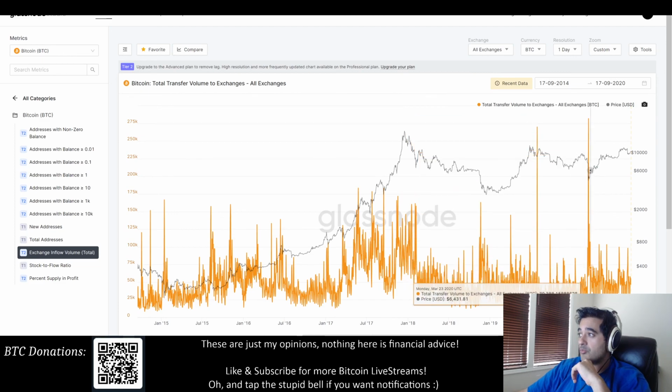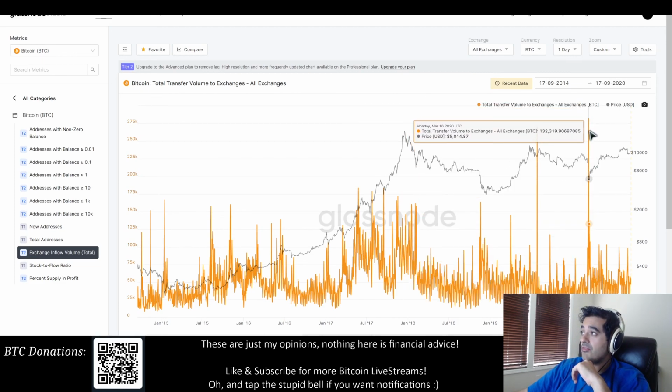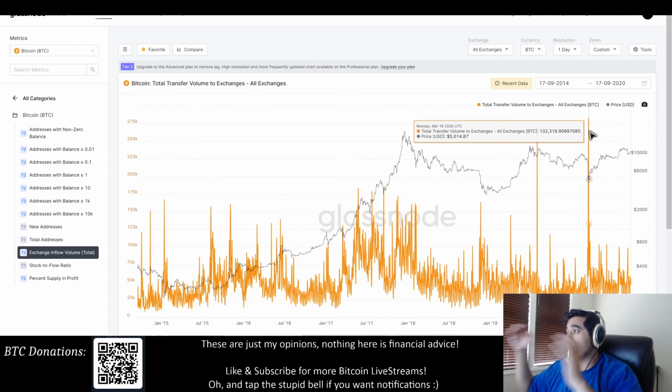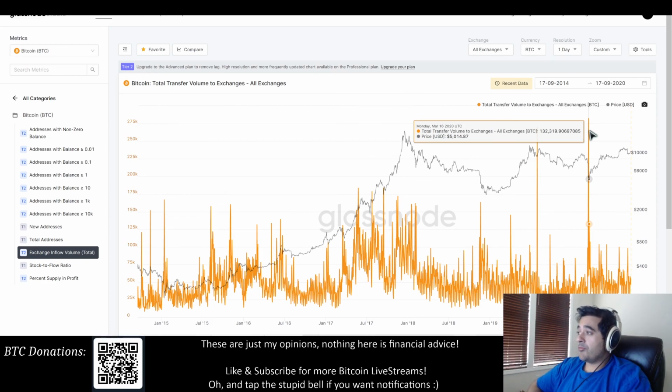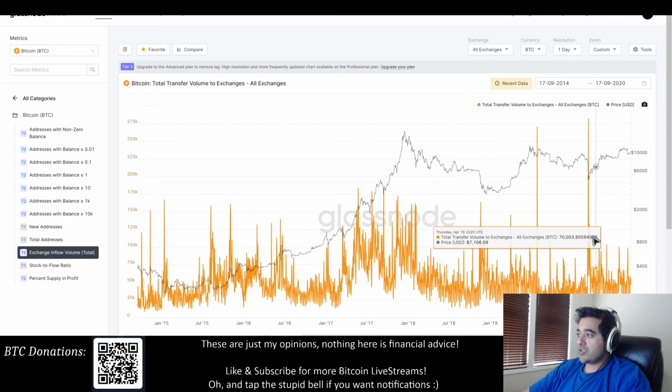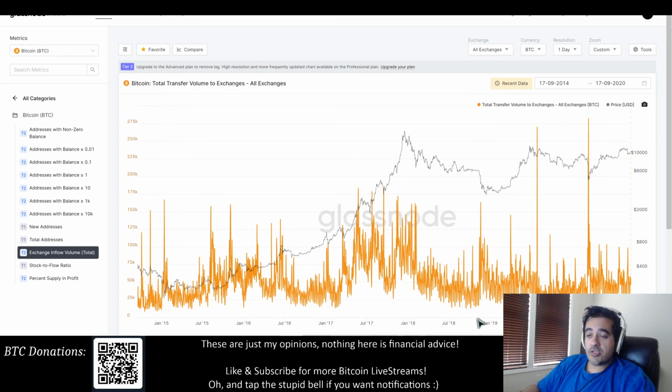During the March crash, we saw a spike of the amount of volume to exchanges. That went up really high. It makes sense. People were transferring their Bitcoin to exchanges and trying to sell out. Now we're not seeing people transfer Bitcoin to exchanges. We're setting in lower highs here. It's trending down. People not transferring money to exchanges is really good.